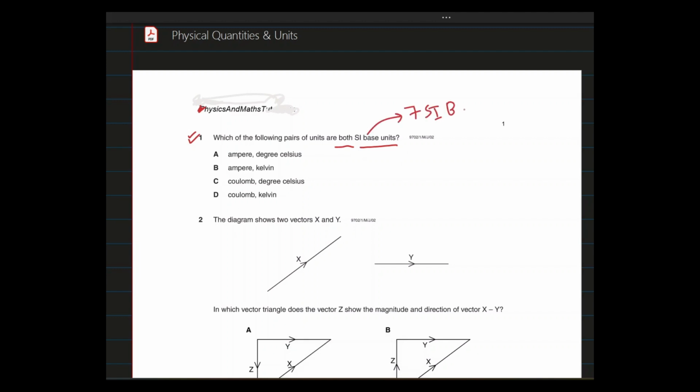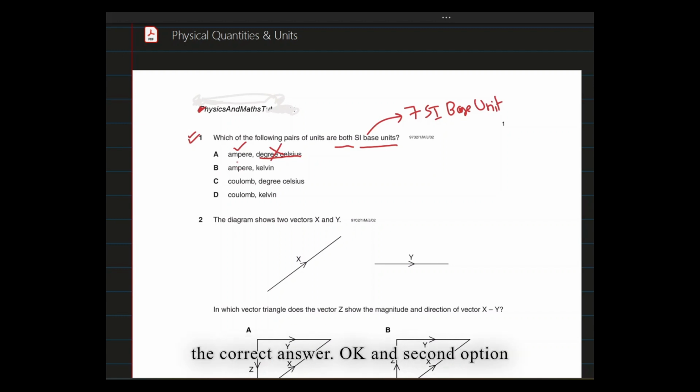So we need to figure out which of these contain SI base units out of those 7 or not. So on option A we have ampere. Okay, ampere is correct, but you can see the degree Celsius is not the correct. The degree Celsius is not an SI base unit for temperature. Kelvin is the correct answer.